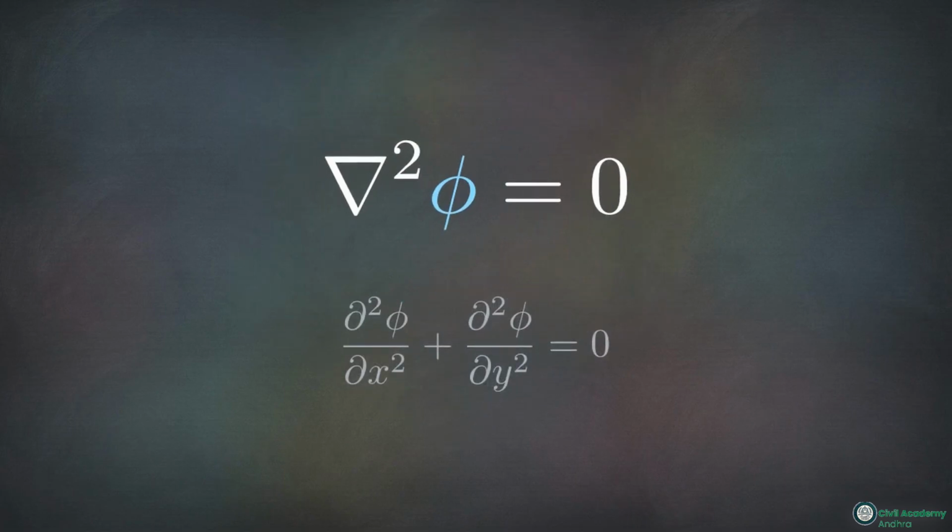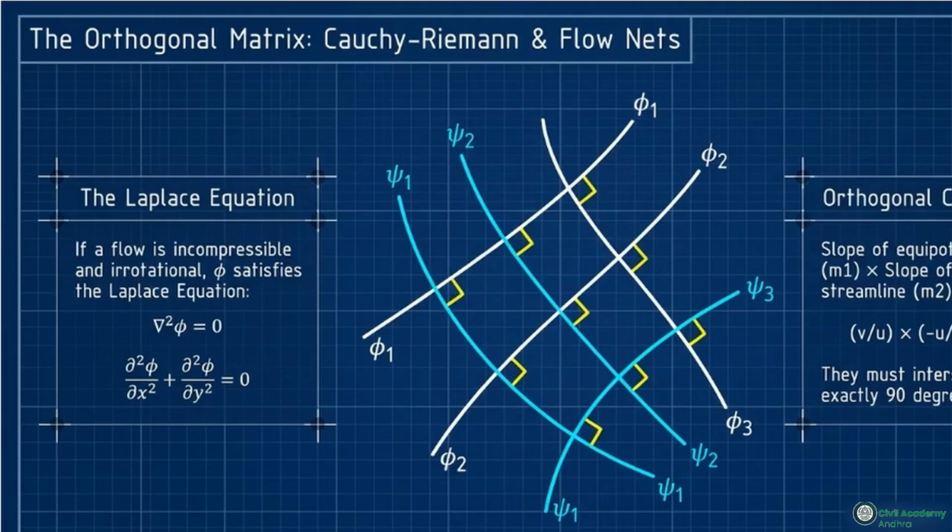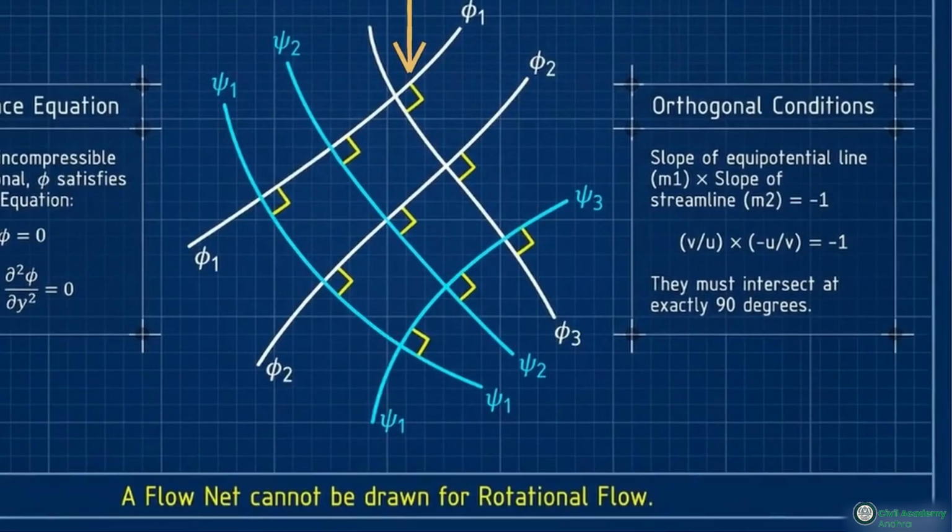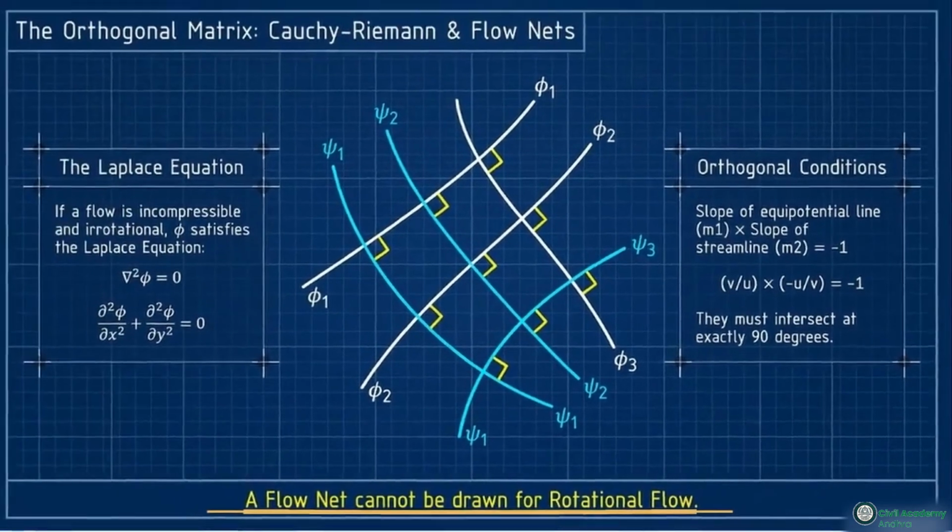This orthogonal matrix visualizes plotting these two functions. Equipotential lines and streamlines form a structured grid. Dictated by Cauchy-Riemann conditions, they must physically intersect at exactly 90 degrees. Because of this strict orthogonal requirement, a flow net cannot be drawn for rotational flow.